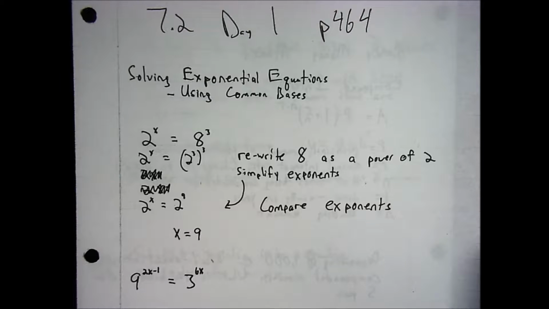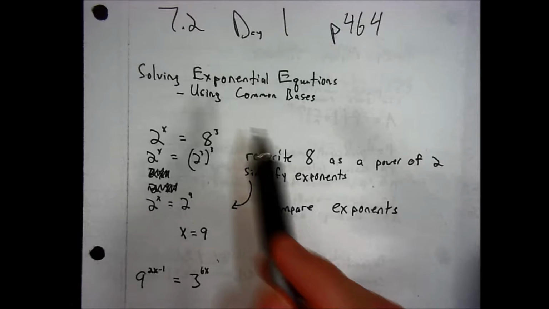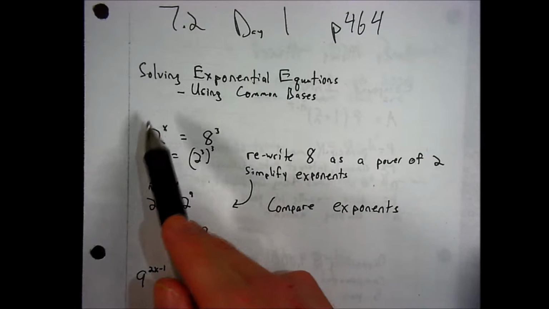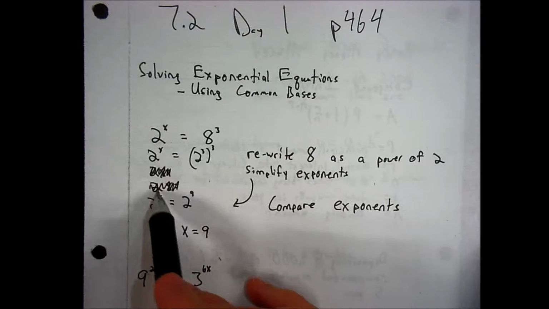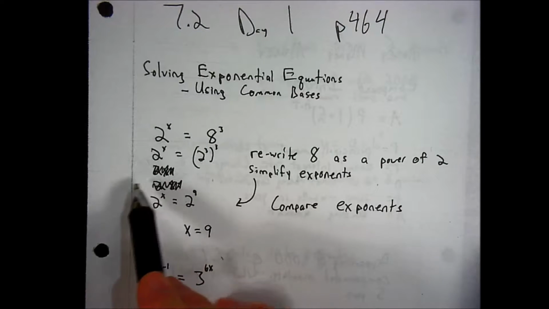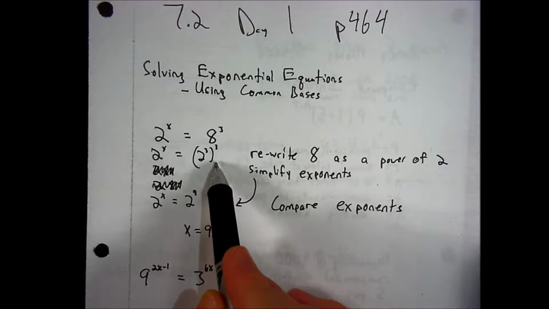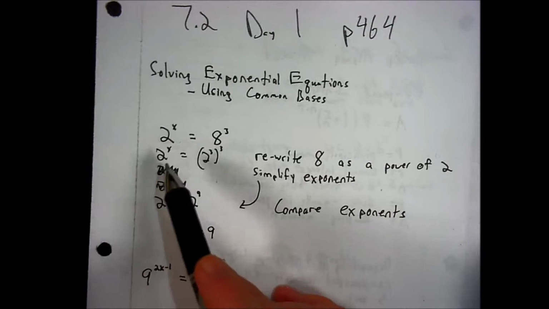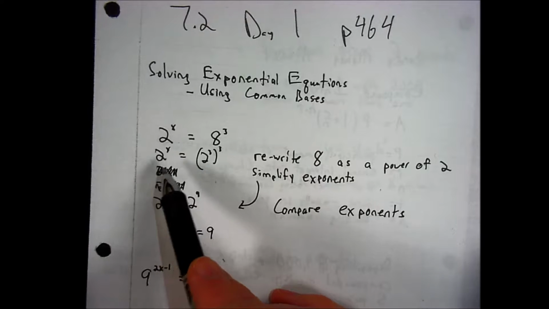Okay, our first strategy for solving exponential equations is to use common bases, to rewrite both sides of the equation with common bases and then raised to exponents. So our first example here, starting off easy: 2 to the x equals 8 to the third.